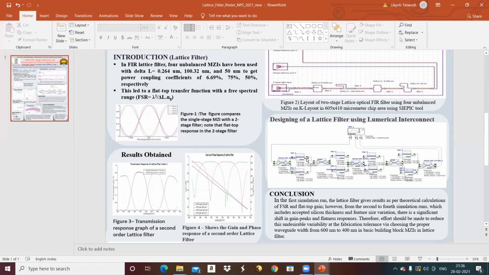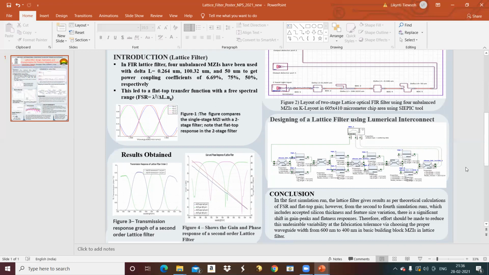As we can see, the output is given again to the broadband directional coupler. This process continues, and the input is taken to the optical network analyzer. Also, this design has been fabricated using electron beam lithography at the University of Washington, USA.